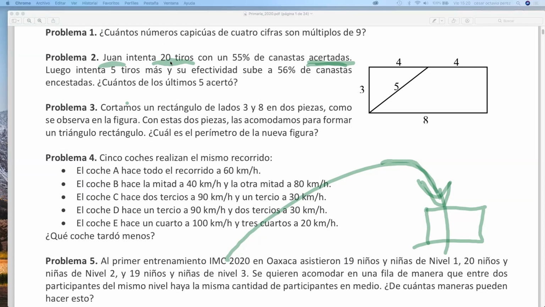John is throwing a ball to a basket. He hit 55% of the time. Then he throws 5 more.